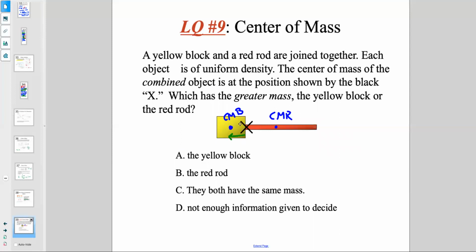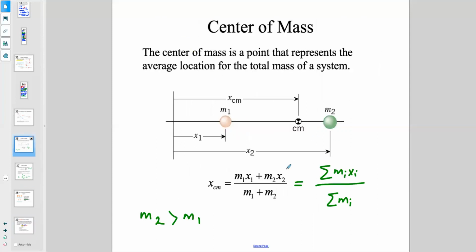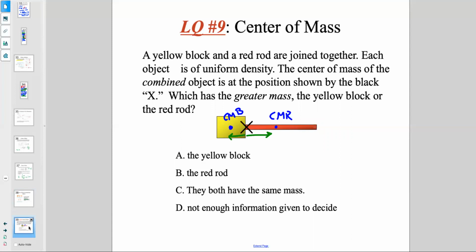Now, if you're comparing, you can tell that the center of mass of both objects is much closer to the heavier one, as I said. Remember this? I said that the center of mass will be closer to the heavier object, so M2 is greater than M1. I can use the same analogy here. The center of mass, which is right there at the X, is closer to the block than to the rod. So the yellow block is heavier.